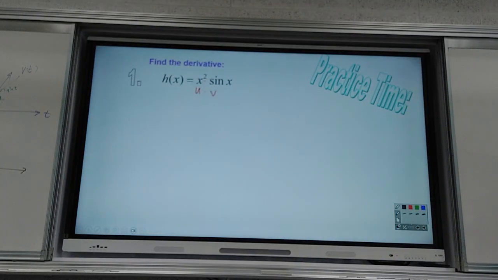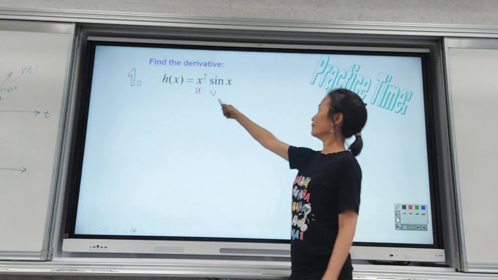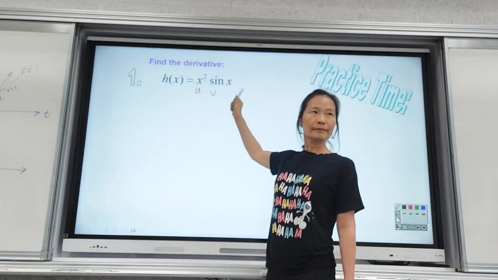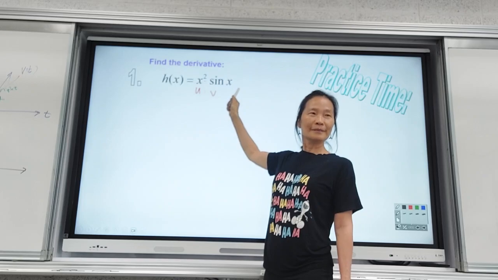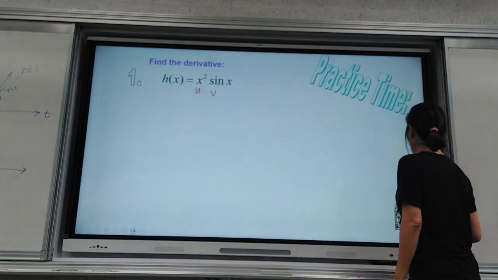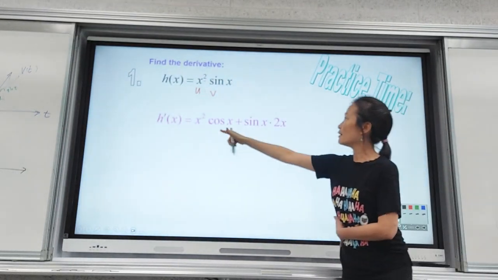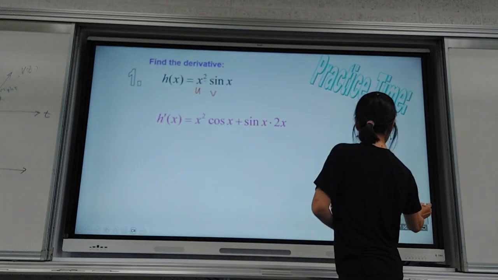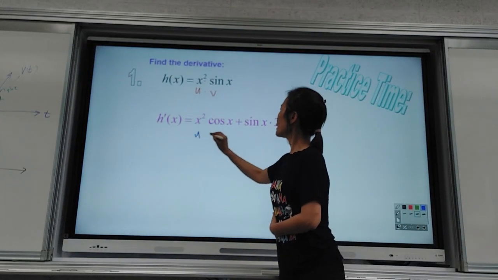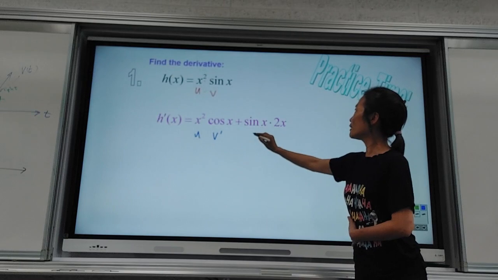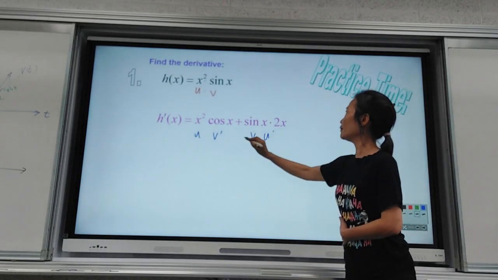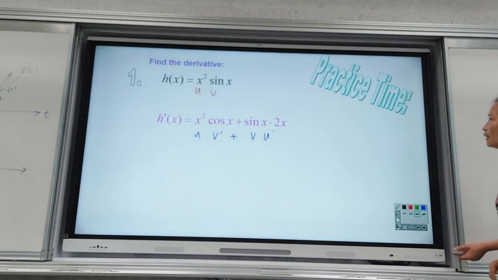Judy? U times V dash plus V dash. I mean, U dash times V. Yeah, very good. So, this is U times V prime plus V times U prime, and you add them together. All right.